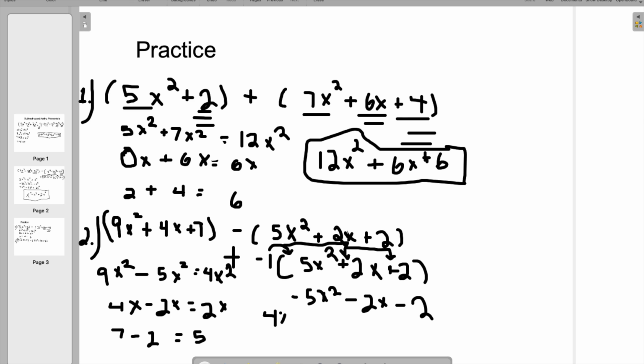So 4x squared plus 2x plus 5. And that is our answer.